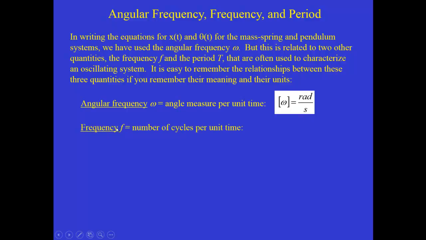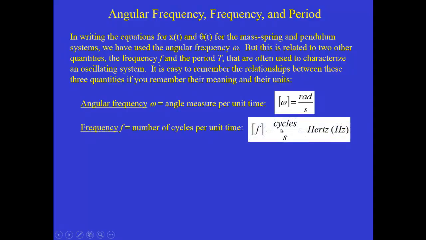Normal frequency, f, that's just the number of cycles per unit time, so it has units of cycles per second, which we call Hertz. That's a special name, named after the German physicist Heinrich Hertz. And then period is the time per cycle. So we can see right away, while frequency is cycles per time, period is time per cycle. So those are very closely related to each other. In fact, they're just reciprocals of one another. So if I know the frequency, the period is simply 1 over the frequency.